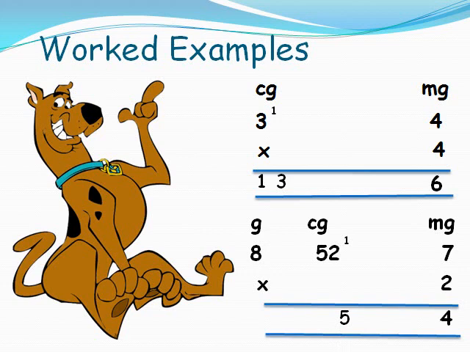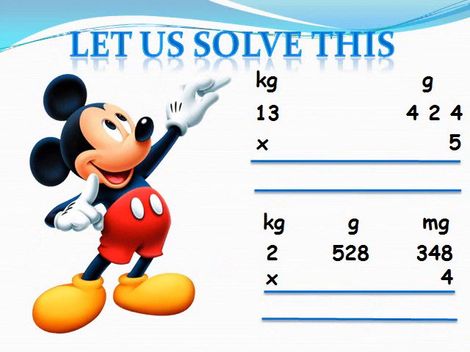Then 2 times 5 gives 10. So what do we write? We write our 0 and carry 1. We will carry the 1 over to the other side. Now 8 times 2 gives us what? 16. Don't forget, we'll add this 1 to 16 to get 17. Well, let's move to other examples quickly.